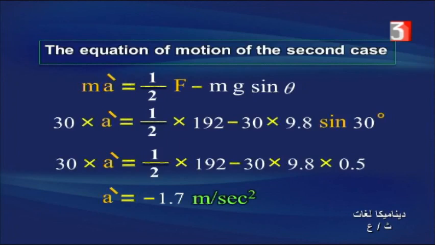What is the meaning of negative 1.7 meter per second square? The acceleration here is negative. This means the velocity of the body is decreased until the body comes to rest and changes its direction of motion and turns and moves downward the plane. Another example.